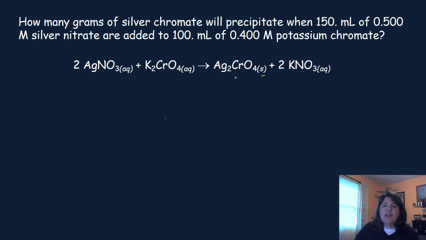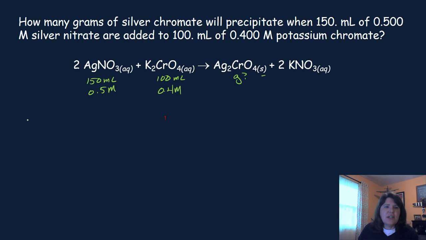So we want to know the grams of this, and I like to write out what I have under each chemical. So in this case, I have 150 milliliters of a 0.5 molar solution, and here's 100 milliliters of a 0.4 molar solution. As you can see, they've given us amounts of both reactants. Nobody's in excess, so how are we going to figure out? Well, if you guessed go to moles, you got it right.